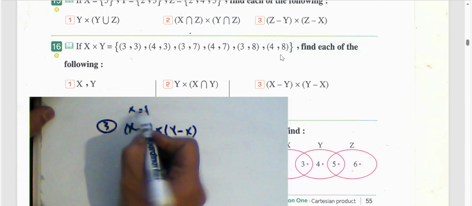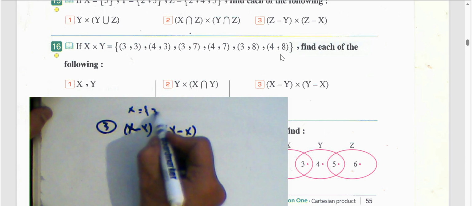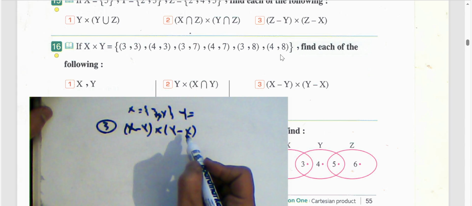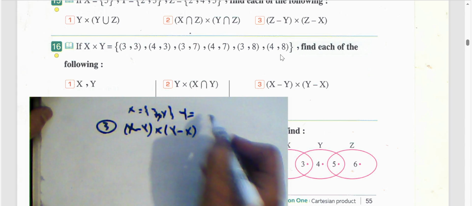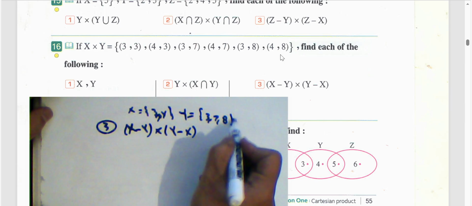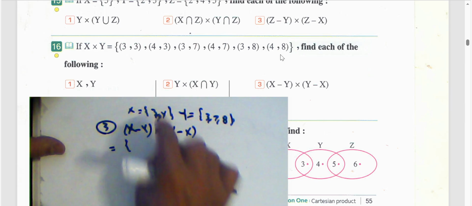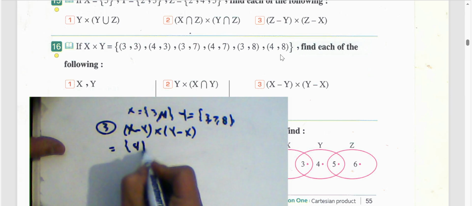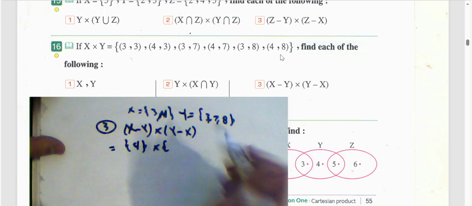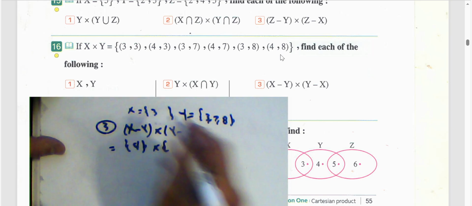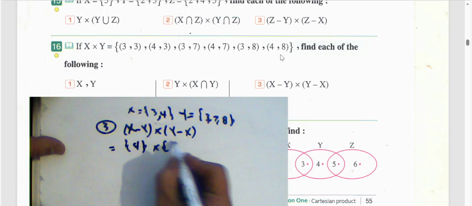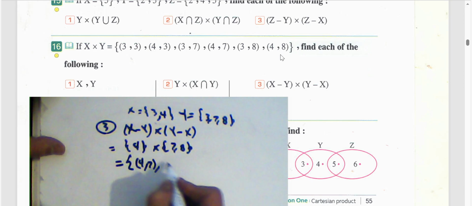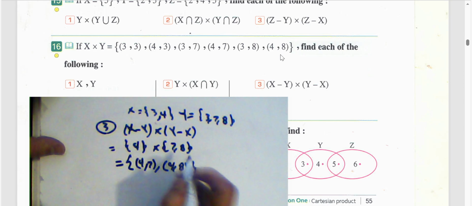Number 3, x difference y Cartesian product with y difference x. We found the set of x was 3 and 4, and y was equal 3, 7, 8. Then the difference between x and y, what is the element in x not found in y? We have 4, and y difference x we have 7 and 8. So 4 with 7 and 4 with 8.